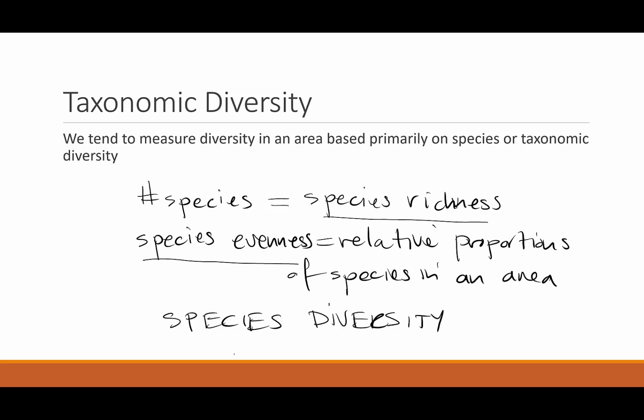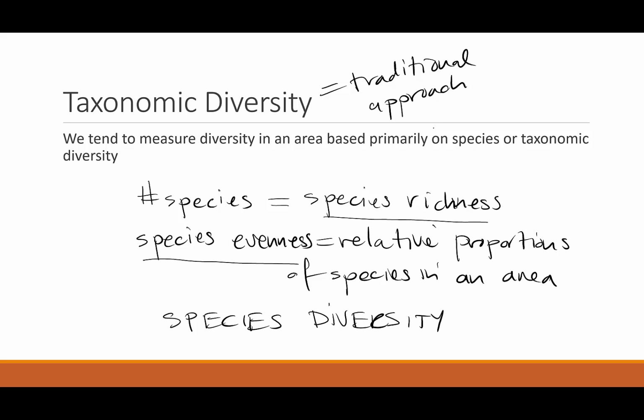Okay, so this is how we tend to look at diversity in an area, but we are going to talk about metrics that don't just look at species diversity. So this taxonomic diversity is the traditional approach to looking at diversity. We're going to explore a couple of different ones. So let's get into the nitty-gritty.